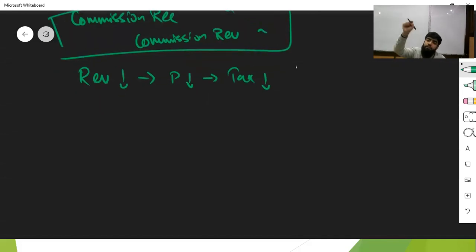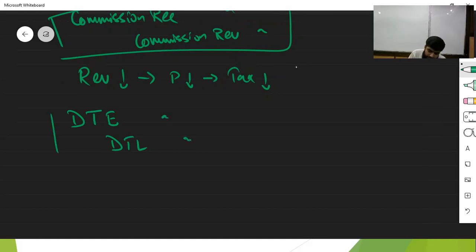You know that you will be taxed in the future. So let's record that expense. How to record that expense? We will recognize that expense as a deferred tax expense debit and deferred tax liability credit.